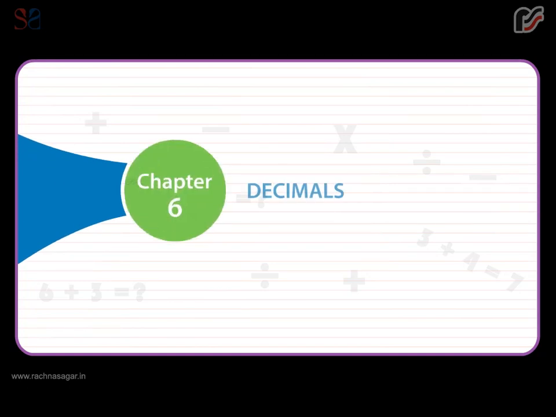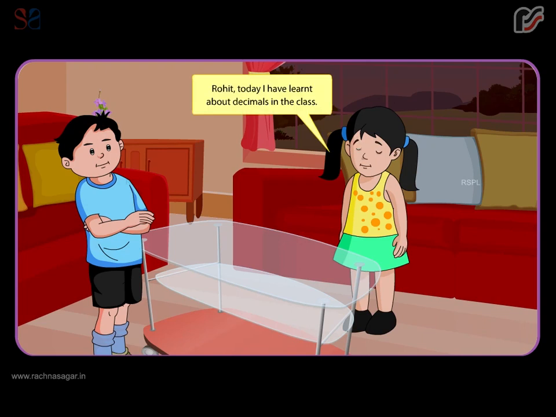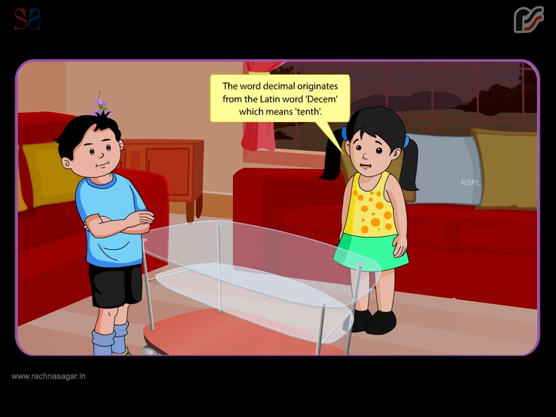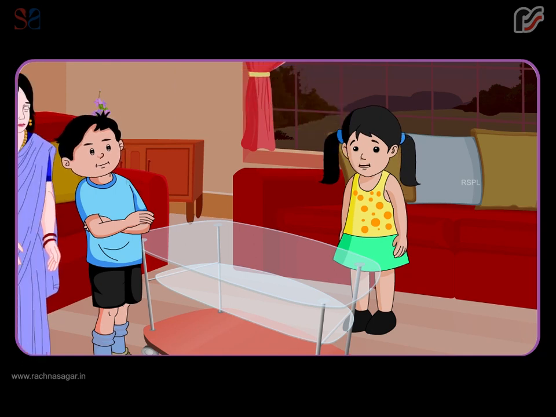Chapter 6: Decimals. Rohit, today I have learnt about decimals in the class. Can you explain to me? The word decimal originates from the Latin word decim, which means tenth. The decimal number system is a positional notation with base 10, which was first used in India, taken up by Arabs, and introduced in Europe later.